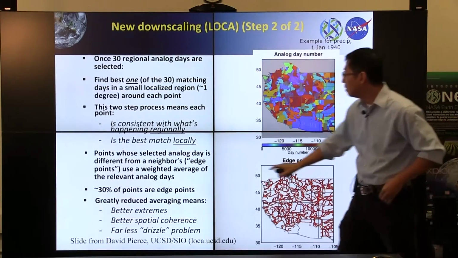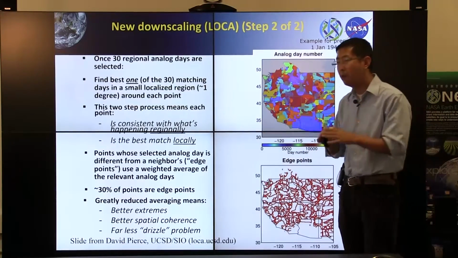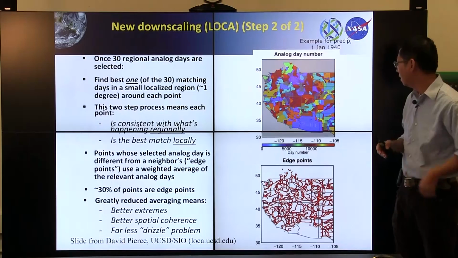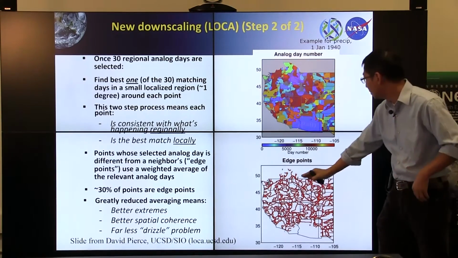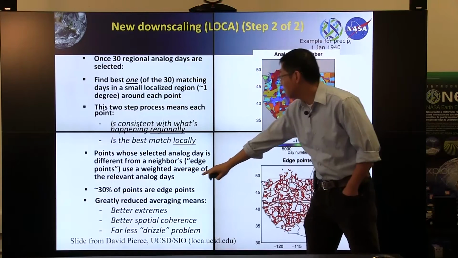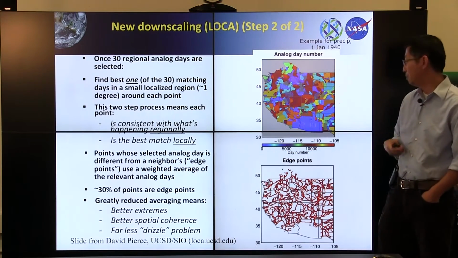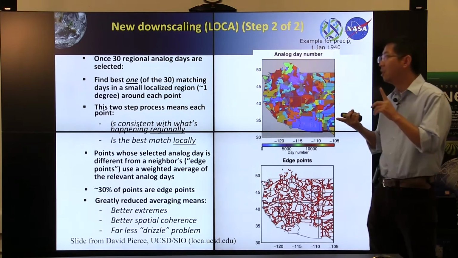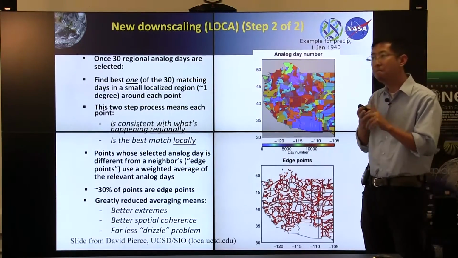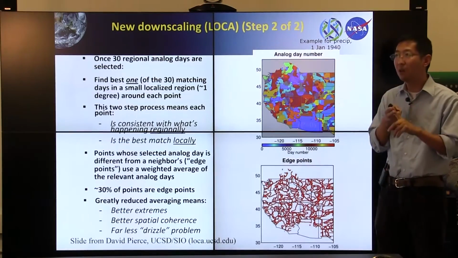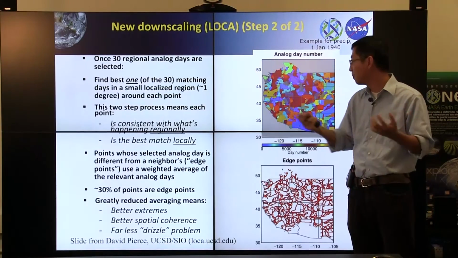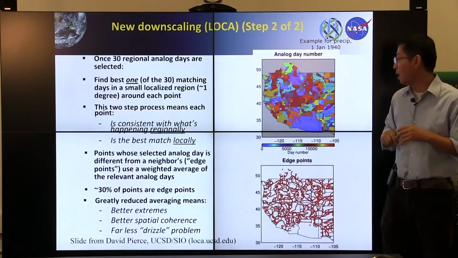It's only like 30% of the points that are edge points, so we don't have to average every point for all the analogs. It's a reduction of those points for averaging. And of course, the area, because it's usually an edge, is much, much smaller, right? So basically, you do all this processing, and you get what he called greatly reduced average means. So you have better extremes because you don't smooth out daily precipitation. You have better spatial coherence. What it means is you have local effects, not rainfall somewhere in San Jose and the whole rain drizzling over Northern California. And of course, you have less of a drizzle problem.